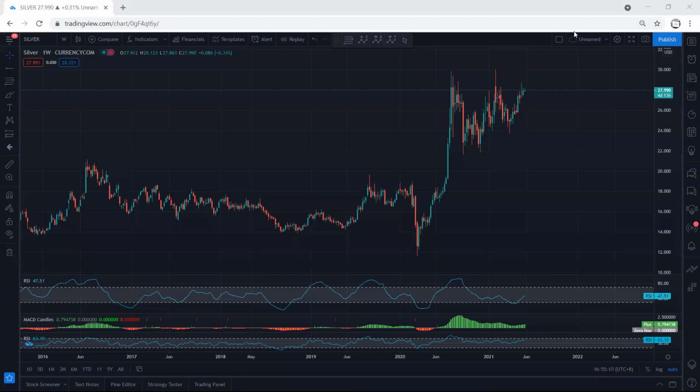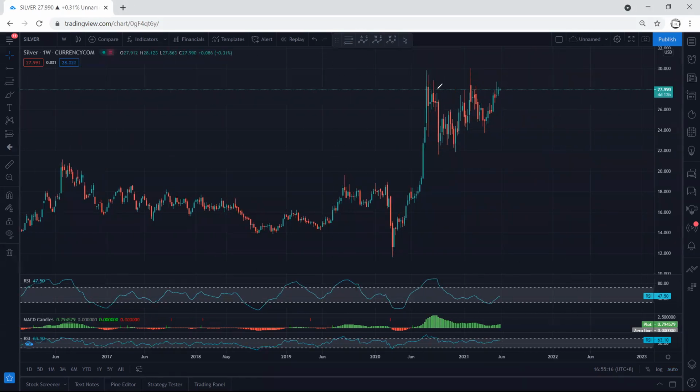Starting with the weekly chart, we want to see how we can look for a trade. First of all, as we can see, the price is almost at the top of this correction. Now we want to see how we can look for a trade, whether we should look for buy or sell for the long term.